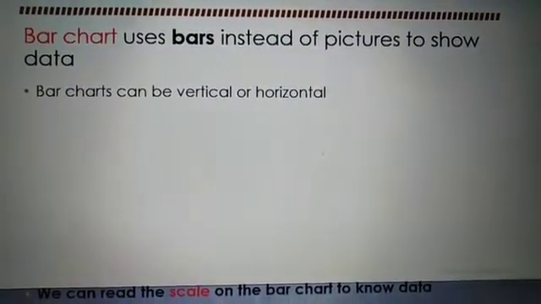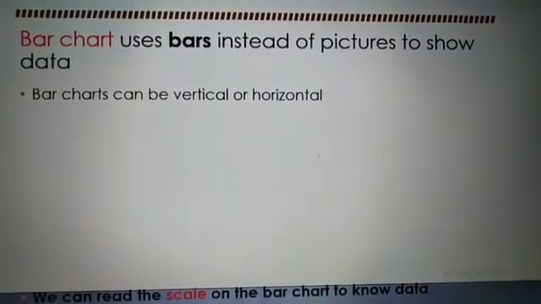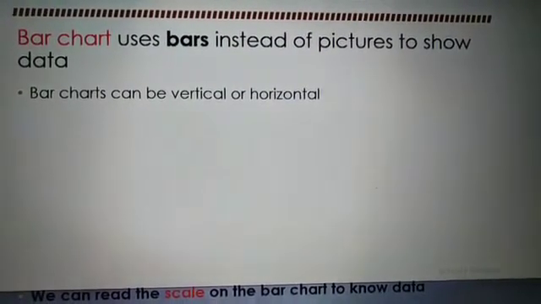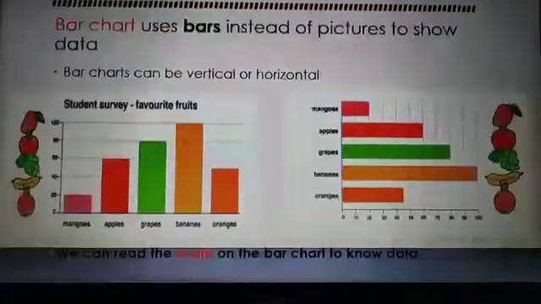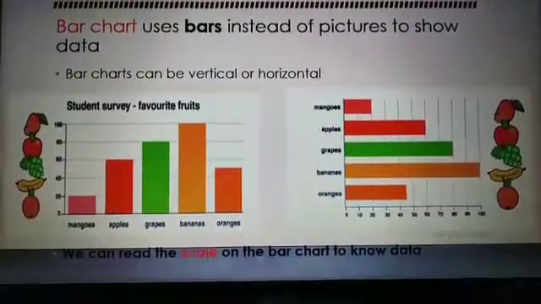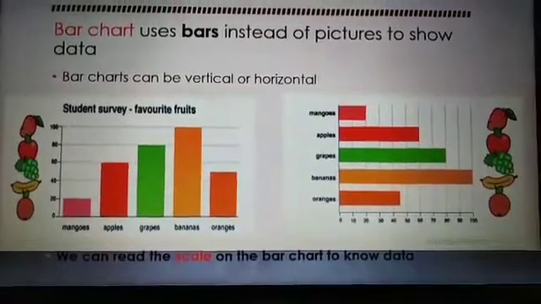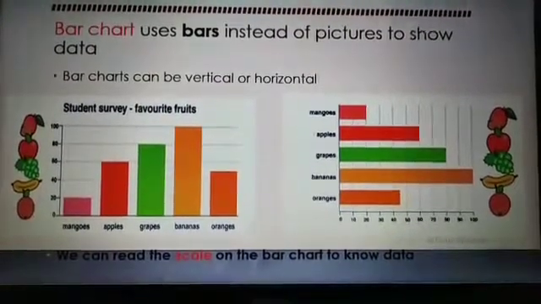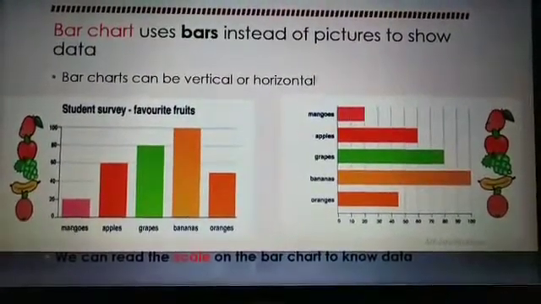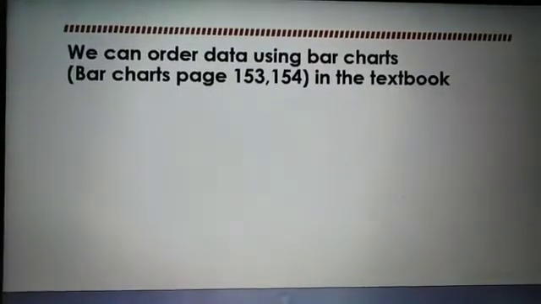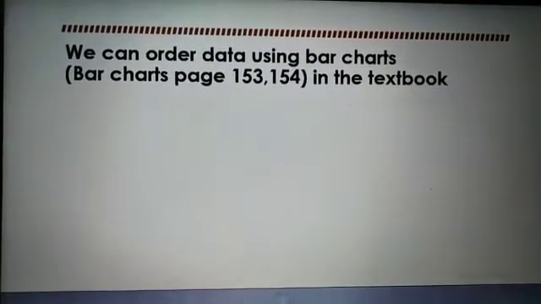Bar chart uses bars instead of pictures to show data. This is the reason that it has the name bar chart. Here are the two types of bar charts, vertical and horizontal. We can read the scale on the bar chart to know the data. You can find more examples on bar charts in your textbook, pages 153 and 154.